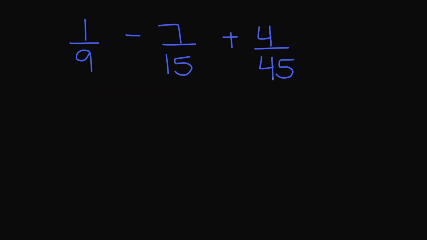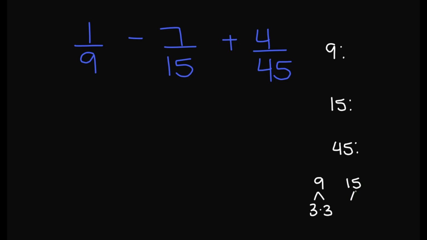1 over 9 minus 7 over 15 plus 4 over 45. And as you can see, your denominators are not the same, so we do need to find a common denominator. We are going to list the multiples for my 9, 15, and 45. So for your 9, if you simplify it, you're going to get 3 times 3, and I cannot simplify any further. For 15, you're going to get 3 times 5. You cannot simplify that any further. And then 45, you're going to get 5 times 9. And then your 9 you can simplify into 3 times 3. And as you can see, you cannot simplify that any further.